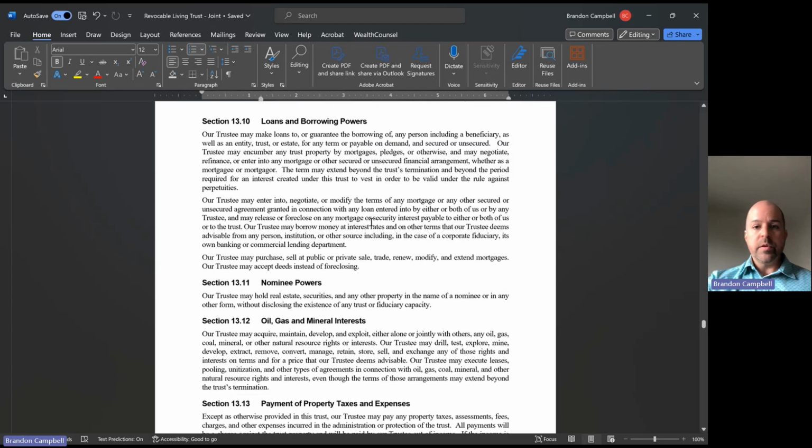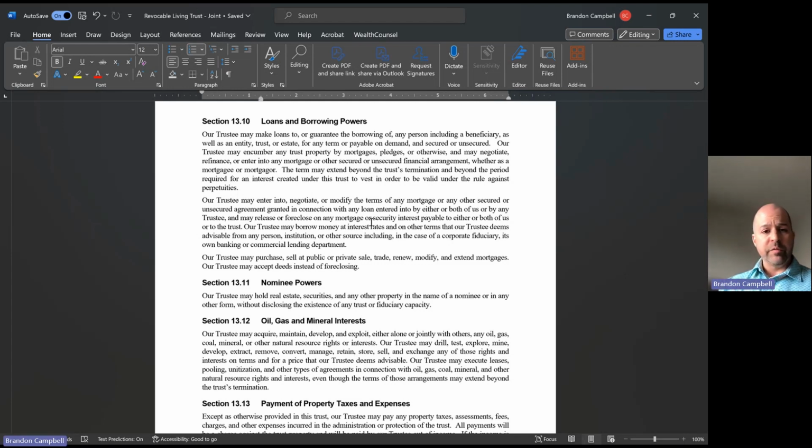Loans and borrowing powers. So this is one that we commonly get a question about. There's two components here. The first is the trustee's ability to take out a loan in our name, on our credit. And the other then is the ability of the trustee to allow people to borrow money from us, for us to loan money to other people. So we generally want to make sure the trustee has the power to do some of this. Right now, I want you to take a look at the language that's in your trust, and you can identify if you want to restrict that in some way.